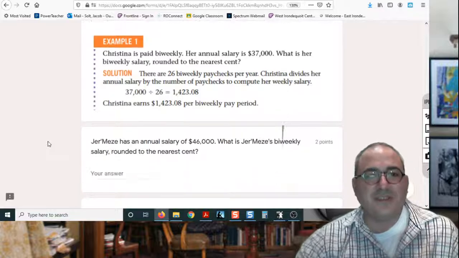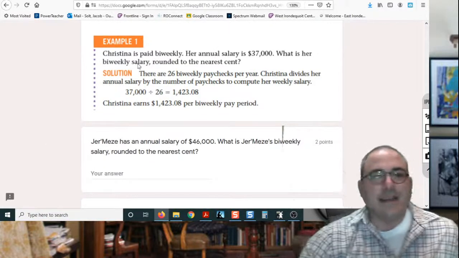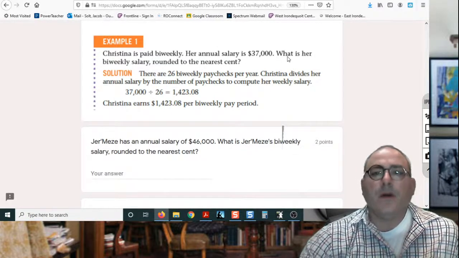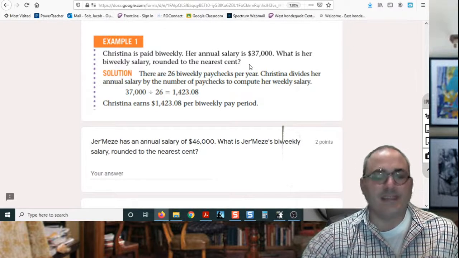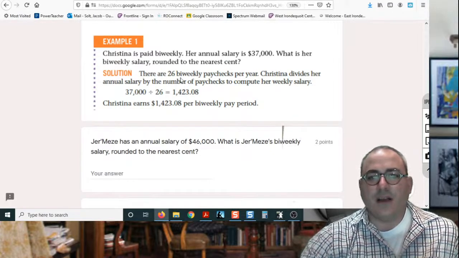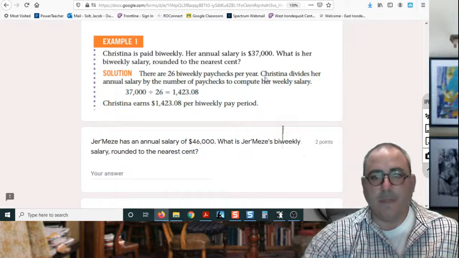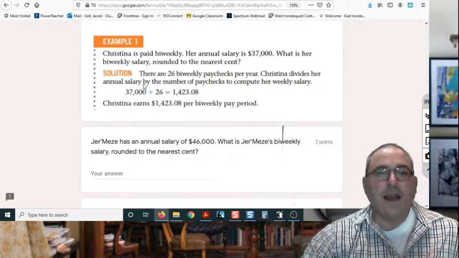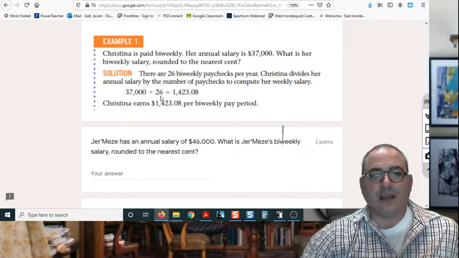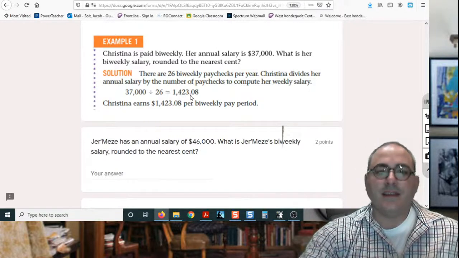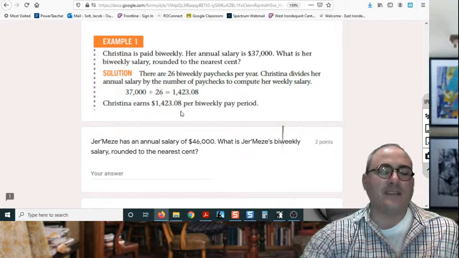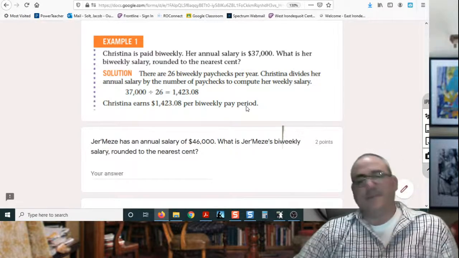Anyway, we'll do example 1 here. Christina is paid biweekly. Her annual salary is $37,000. What is her biweekly salary rounded to the nearest cent? Well, how to figure this out? We know there are 26 biweekly paychecks per year. Christina divides her annual salary by the number of paychecks to compute her biweekly salary. 37,000 divided by 26 is $1,423.08. So Christina will have earned $1,423.08 per biweekly pay period.